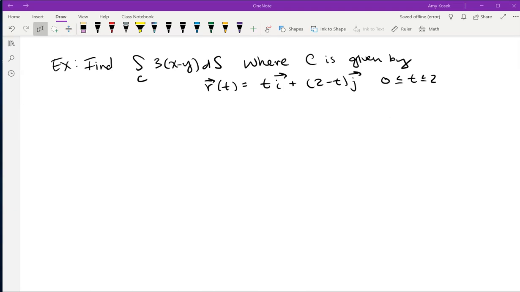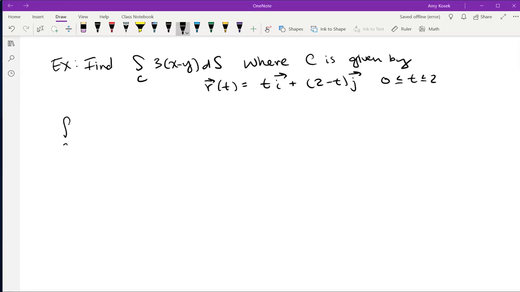In this example, we're looking to find the line integral over C of 3 times x minus y, all ds, where C is given by the parameterization r of t equals t i plus (2 minus t) j, where t runs from 0 to 2. So we're going to need to set up our formula from before.